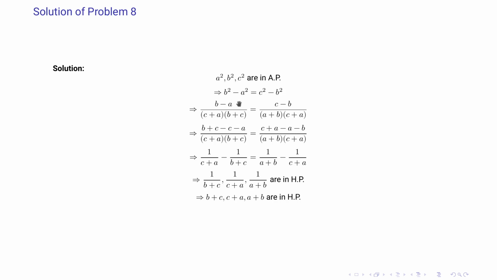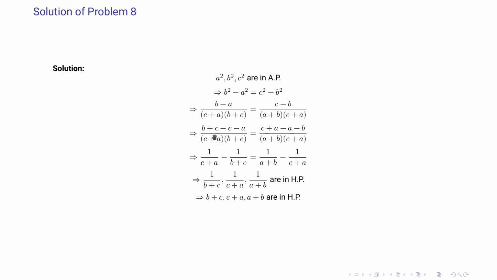Now what we do is we divide both sides by A plus B into B plus C into C plus A. When we do that, B plus A will get cancelled on the left hand side. We will be left with B minus A by C plus A into B plus C. And over here, C plus B will get cancelled. So we will be left with C minus B by A plus B into C plus A. We can rewrite this as B plus C minus A by C plus A into B plus C. We have added C and we have subtracted C. On the right hand side, we add A, we subtract A.